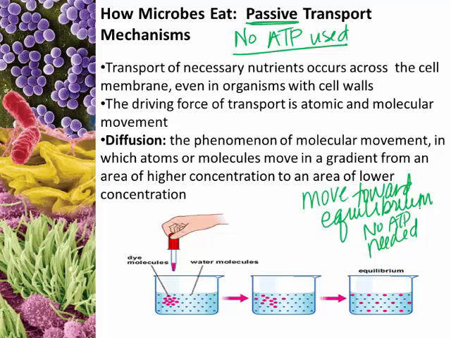Now what that means is that if there's more of something on one side of an environment, it will naturally spread its way out to other places within the environment until it reaches equilibrium. So we see things in diffusion move from areas of high concentration, like right here, towards the areas of low concentration until they reach equilibrium.